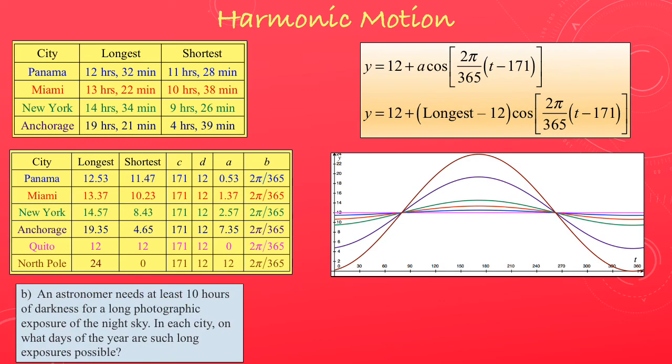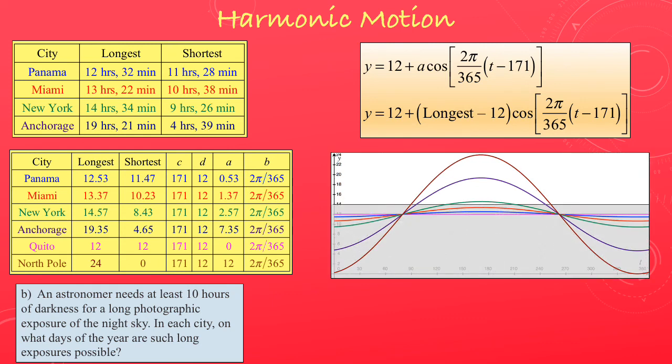Part B reads, an astronomer needs at least 10 hours of darkness for a long photographic exposure of the night sky. In each city, on what days of the year are such long exposures possible? A day has 24 hours, so 10 hours of night corresponds to 14 hours of daylight. So we need to solve the inequality y less than or equal to 14 for each of the cities.